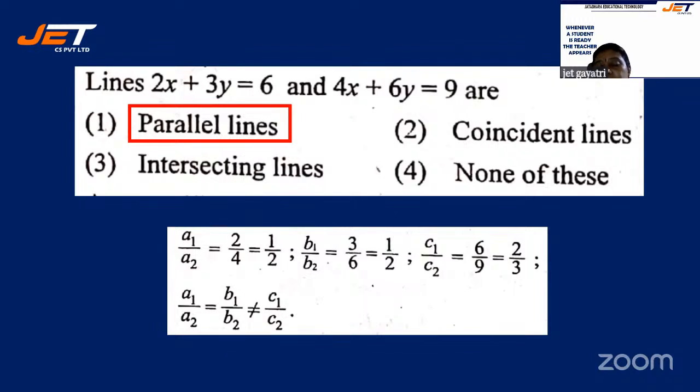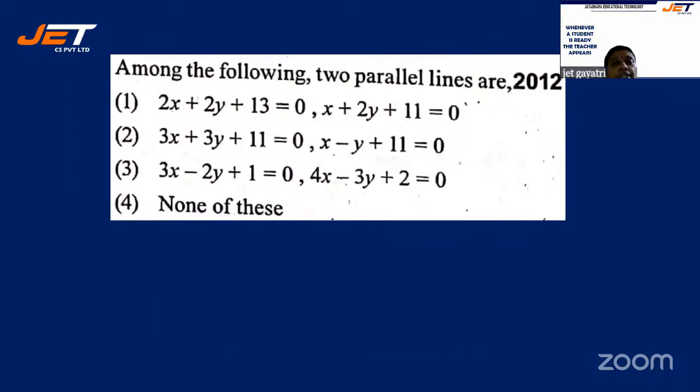All right. So these conditions, we would have read in the linear equations chapter, isn't it? Yes. All right. Now let's move on to the next question. Among the following, what are the two parallel lines?